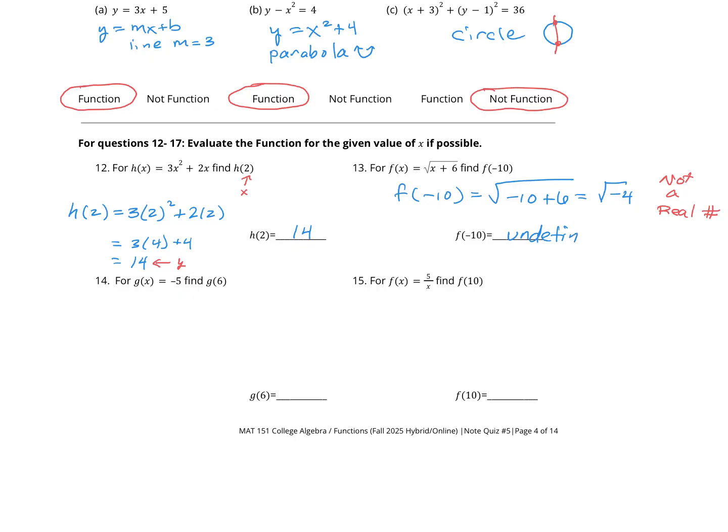And what that means visually is if you look at a graph of this thing and went over to where x is negative 10, there's no corresponding y values. All right, let's move on to the next one. G of x equals -5. And we'll kind of write it down here underneath it.